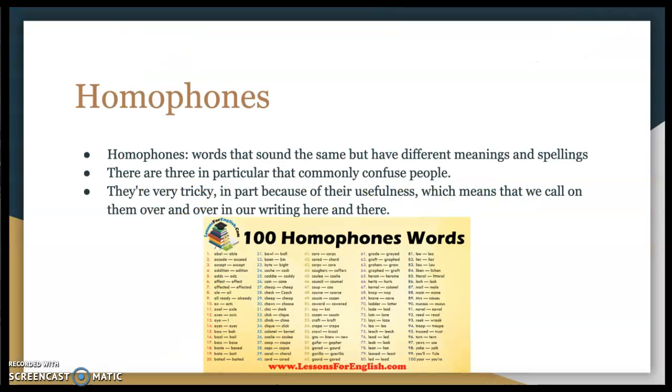So these are homophones, which are words that sound the same but have a different meaning and spelling. There are three in particular that commonly confuse people, which would be there, they're, and their.